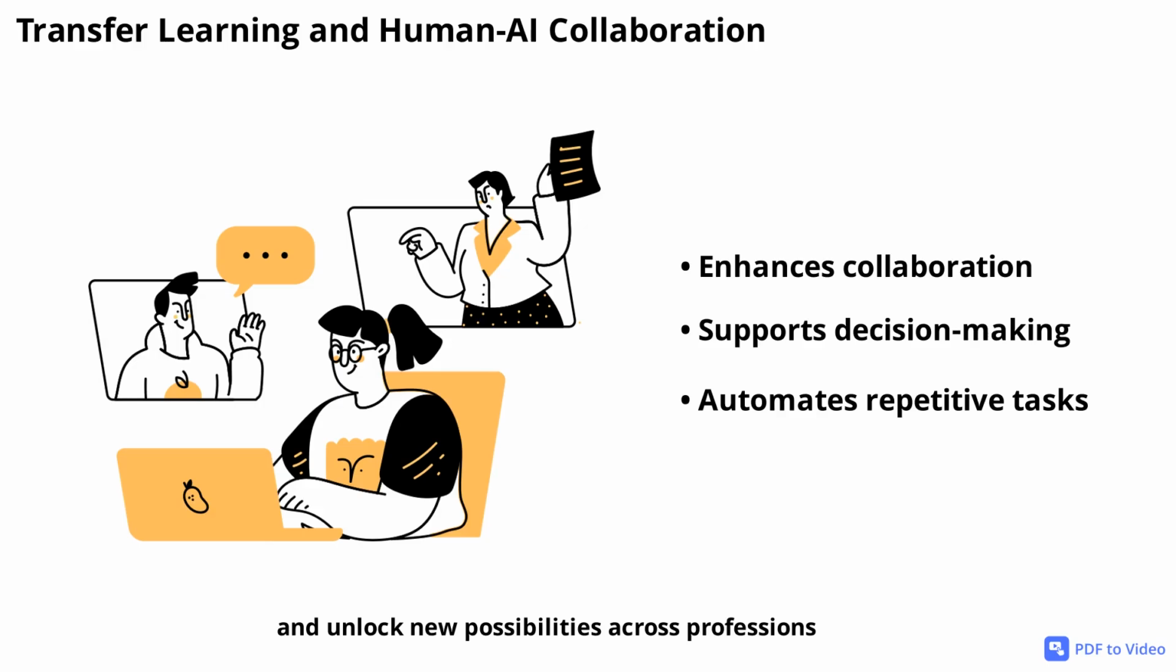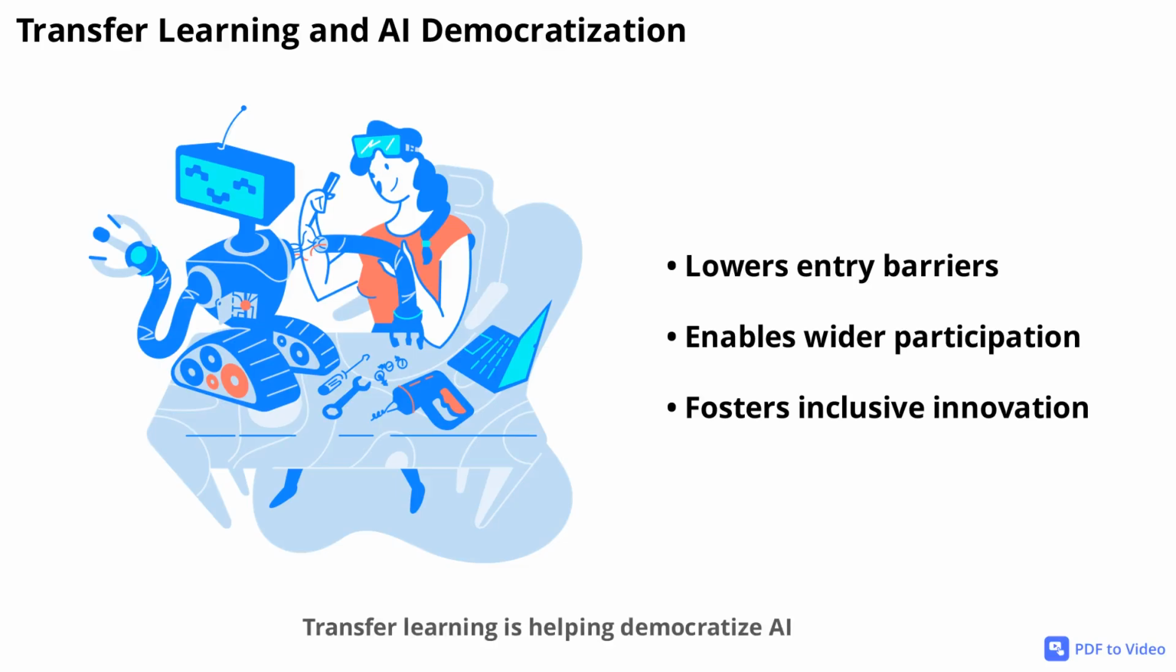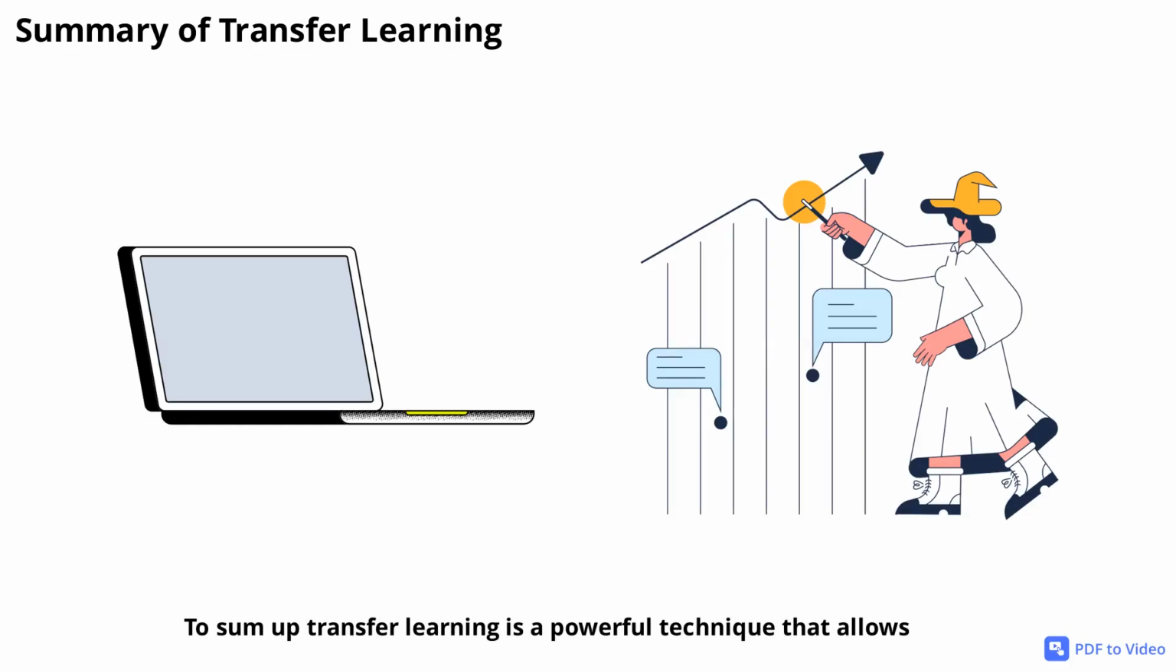Transfer learning is helping democratize AI by lowering the barriers to entry. Smaller organizations and individuals can now build powerful AI solutions without massive datasets or supercomputers, making AI innovation more inclusive and widespread. To sum up, transfer learning is a powerful technique that allows AI models to leverage existing knowledge for new tasks.